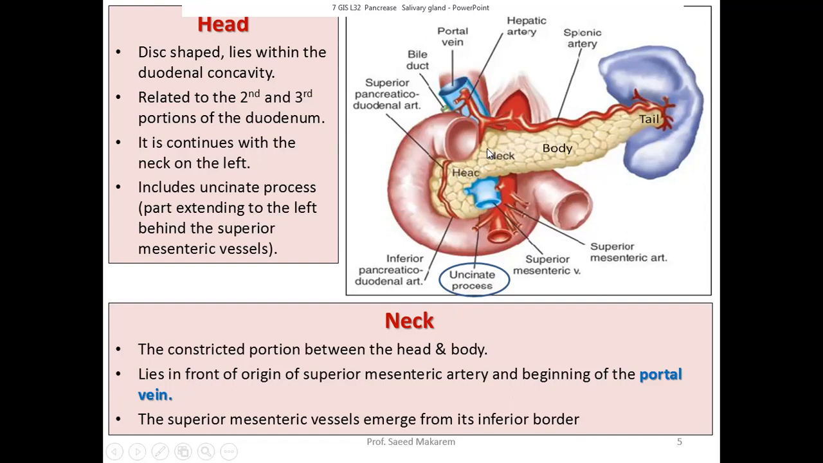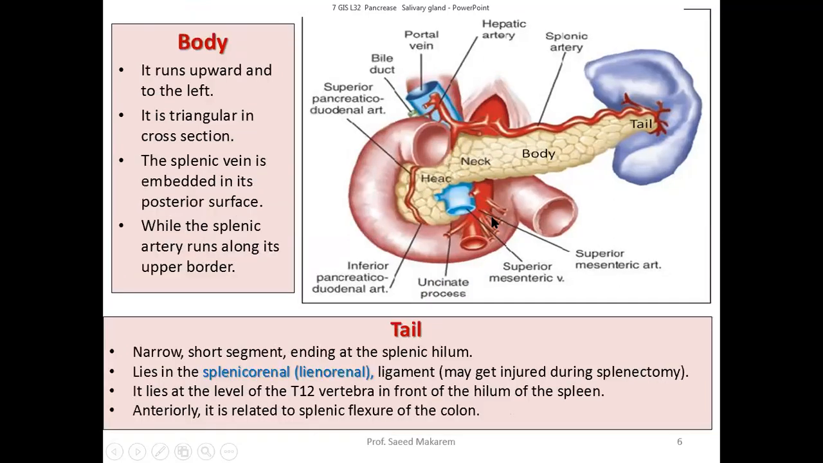So this neck is a very important anatomical landmark, because if you trace the neck of the pancreas, you can trace all these vessels, the superior mesenteric artery and vein, as well as the portal vein. Or if you trace the portal vein as well as the superior mesenteric artery and vein, then you can trace the neck just in front of that. So this relation is very important. The superior mesenteric vessels emerge from its inferior border. As I said, they come from just below it, inferiorly. It will be the superior mesenteric artery and vein.